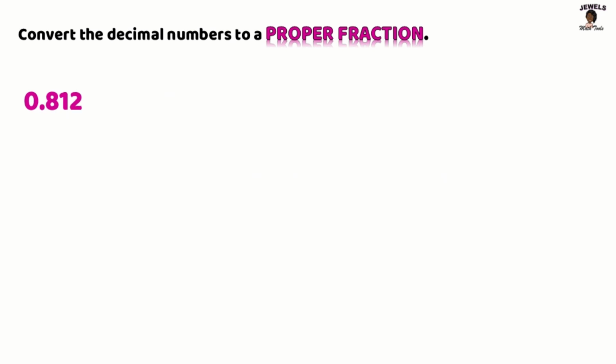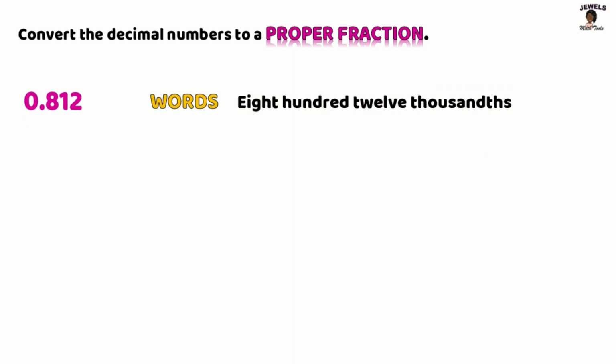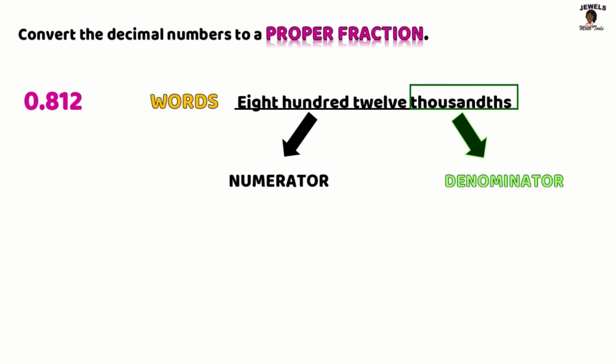Okay, so let's try our final example. We're going to be converting this number into word form as well, which is 812 thousandths. Remembering that your 812 is your numerator, my thousandths is my denominator, and as a fraction, 812 in my numerator, 1000 in my denominator. And again, this fraction can be simplified.